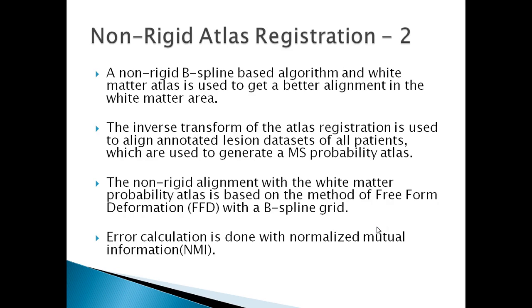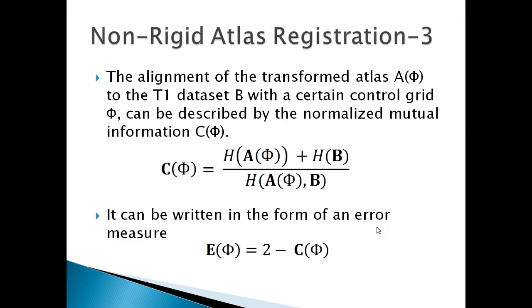The non-rigid alignment that I was talking about previously will be based on the method of freeform deformation with a B-spline algorithm or grid. We will calculate error based on a concept called normalized mutual information. The alignment of the transform atlas, by which we mean the one that is affine fitted to the T1 data set with a certain control point, can be described by the normalized mutual information C, which is calculated using this particular formula.